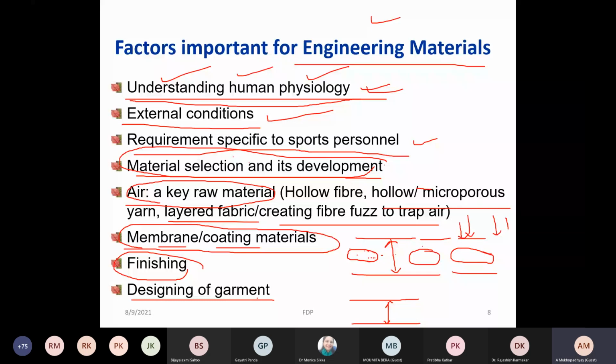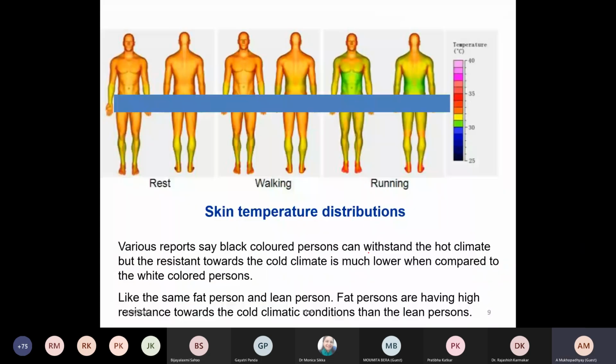Because suppose you talk about football wear, it should not be too tight because movement of the body parts will become difficult. If it is too loose, then the opponent can pull you back. So you cannot have very loose fitting or very tight fitting. It should be optimal. So the design of the garments also plays a vital role.